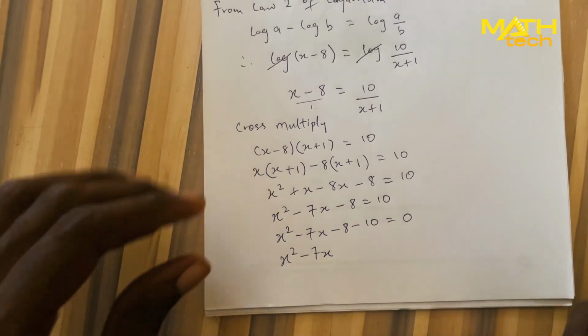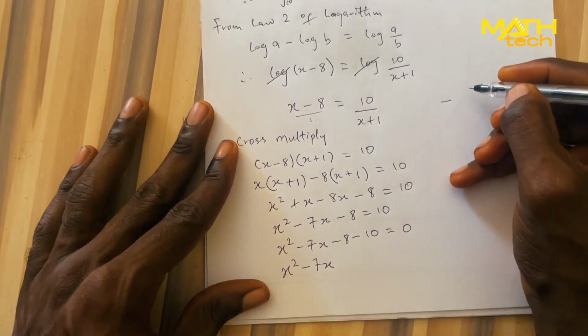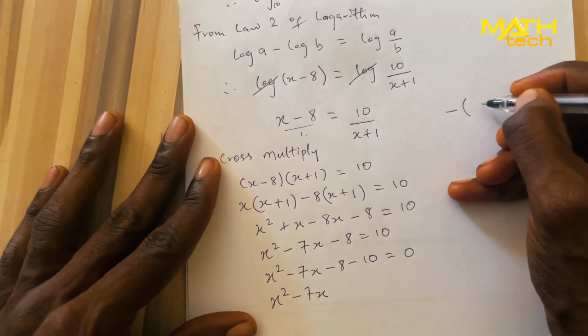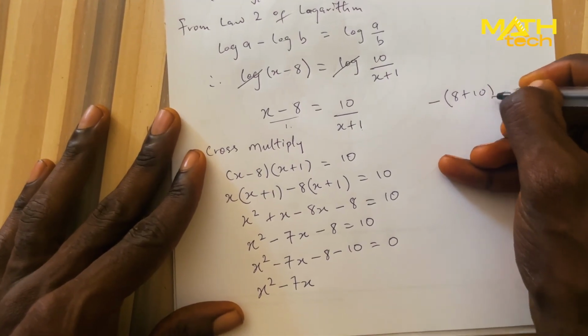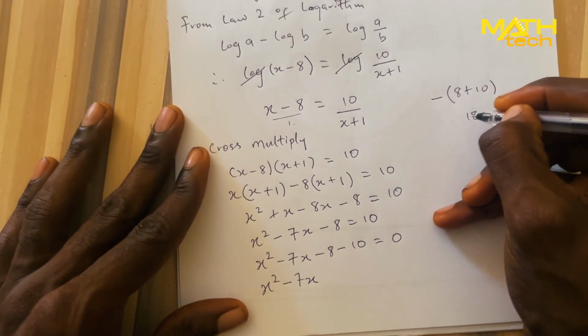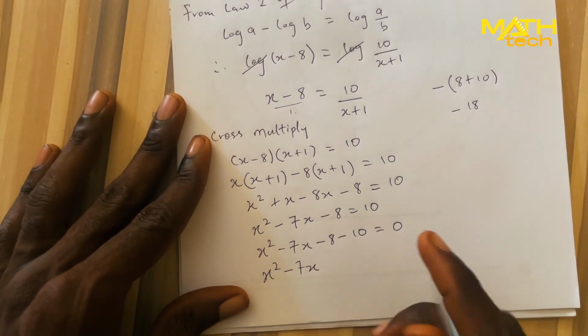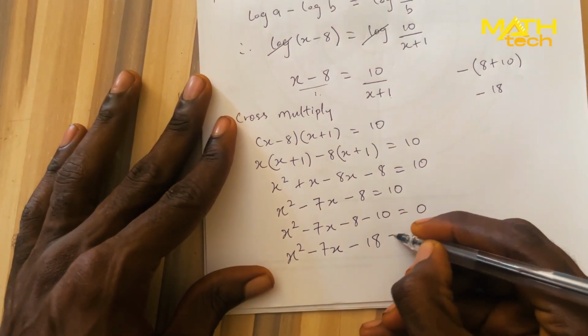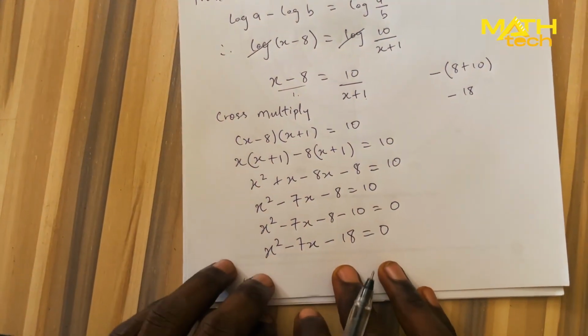Minus 18. Because when you factor out the minus, which is minus 1, we have bracket 8 plus 10. And 8 plus 10 gives us what? 18. Then the minus comes back. So minus 18 equal to 0. So now this is a quadratic equation.